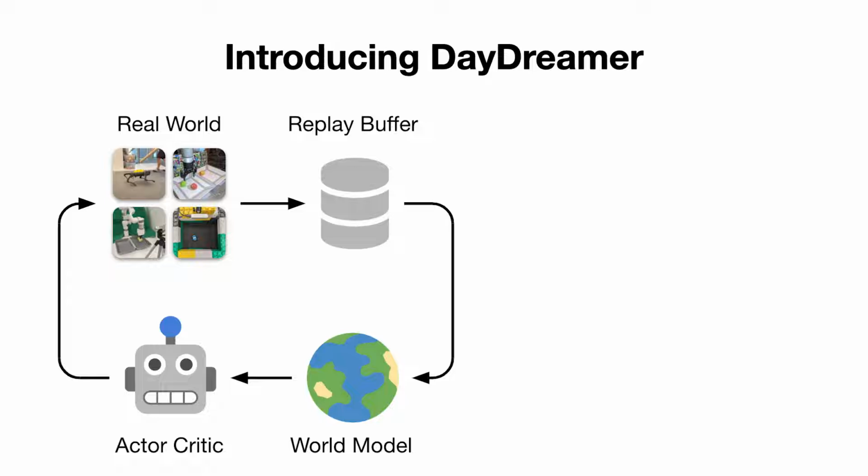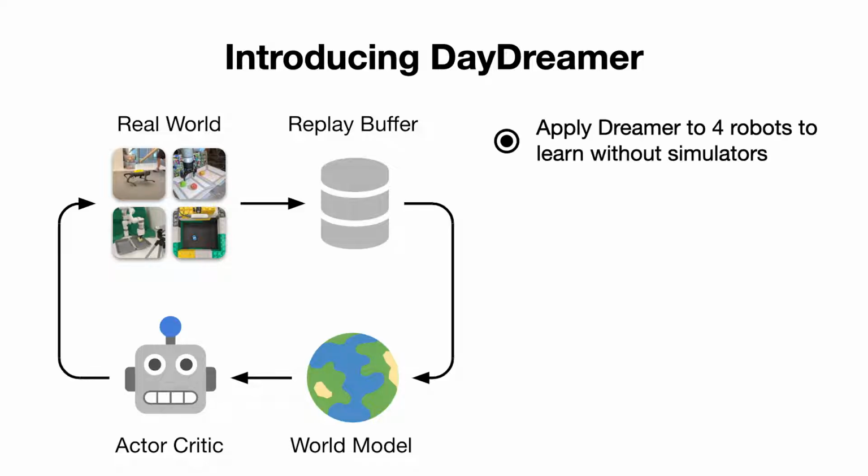DayDreamer applies learned world models to real-world settings. First, an agent interacts with the real world and adds its experience to the replay buffer. This experience is then used to update the learned world model, and the actor critic is trained to maximize return within the world model. In this work, we learn policies for 4 different robots without the aid of simulators.